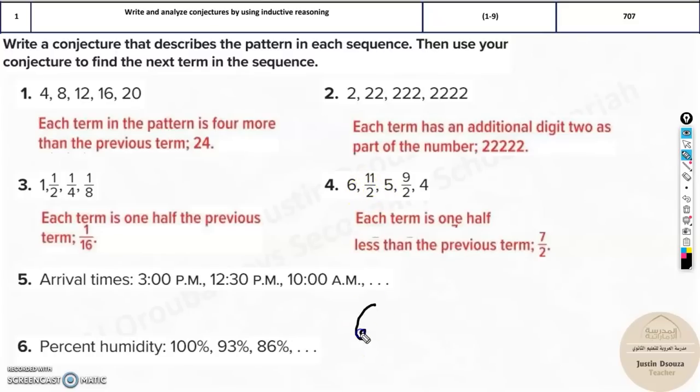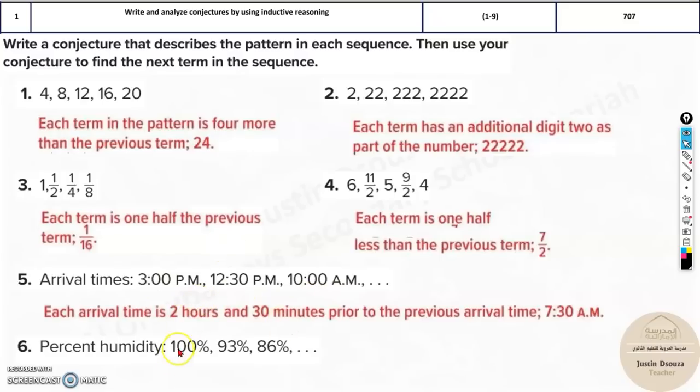But if you look carefully, it is 6. 11 by 2 is 6.5, 5.5. So then it is 5. Then 9 by 2 is 4.5. And then we have 4. And then next one will be 3.5. That is 7 by 2. So that's the answer. Same way over here, we did a times problem.